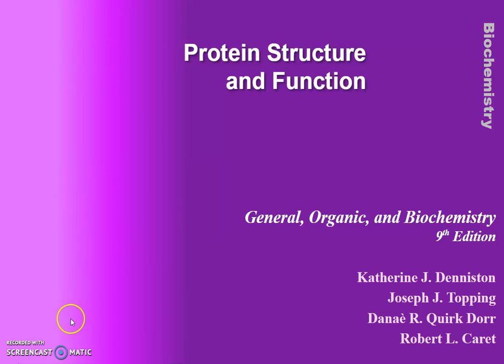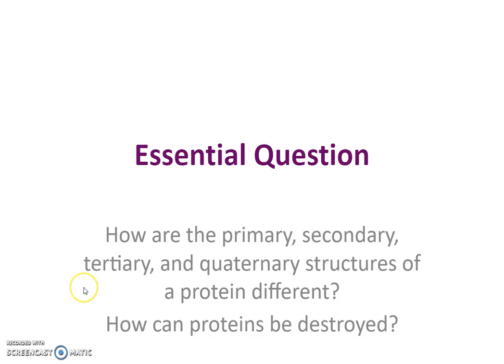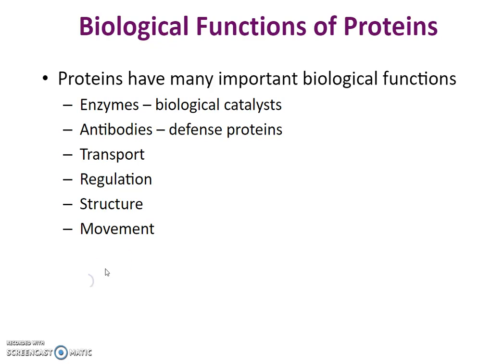All right, so this screencast is going to go through proteins, their structure, as well as their function. So our essential question is, how are the primary, secondary, tertiary, and quaternary structures of a protein different? And then how can proteins be destroyed?